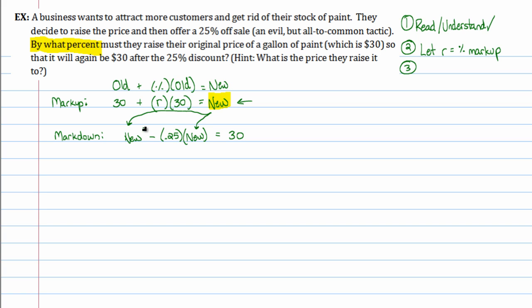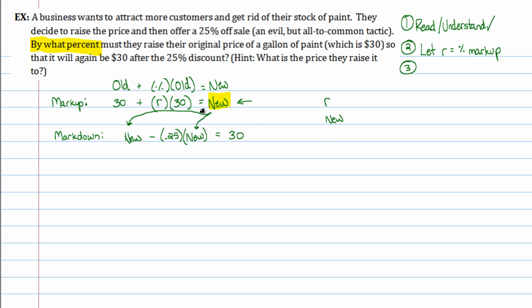I have this word, it's the new price. That's what we're going to insert in there. Well, we have two equations, right? And if you remember from elementary algebra, if you have two equations, you need two unknowns. And I do have two unknowns, r and new. New is okay as a variable. That's fine. It's a picture, isn't it?